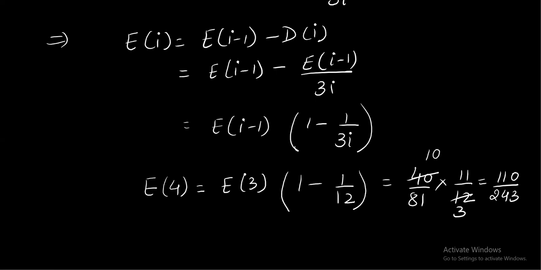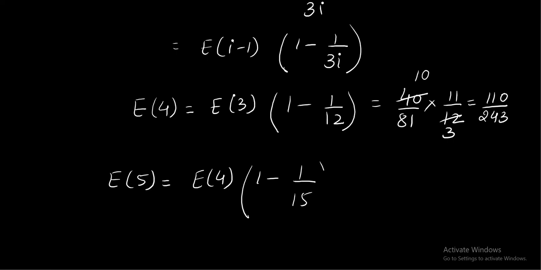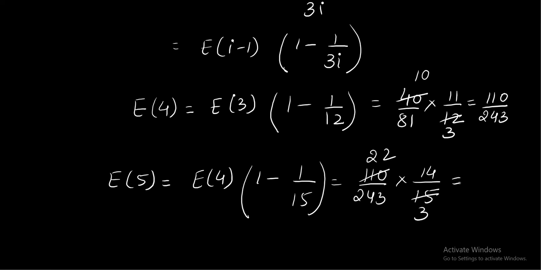But E4 is not my answer. I need to go till E5. We need to evaluate E5. So E5 I will be writing as E4 multiplied by 1 minus 1 by 3 into 5, that is 15. What is E4? E4 we have as 110 upon 243. You need to multiply it with 14 by 15. Okay, fine. Now you can divide it by 5, and then you can solve it.